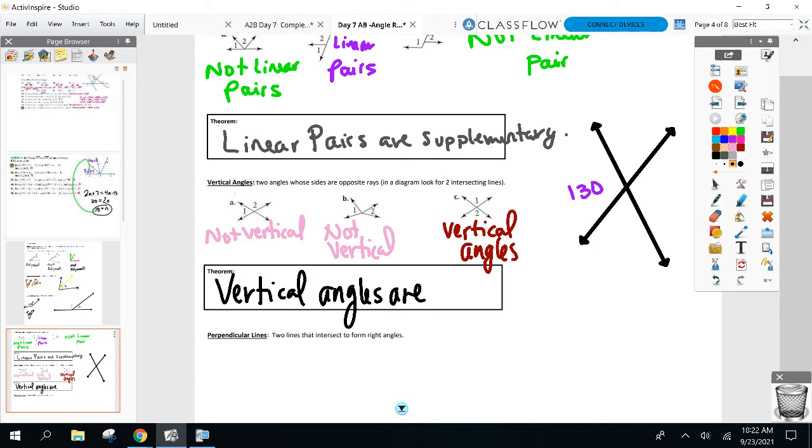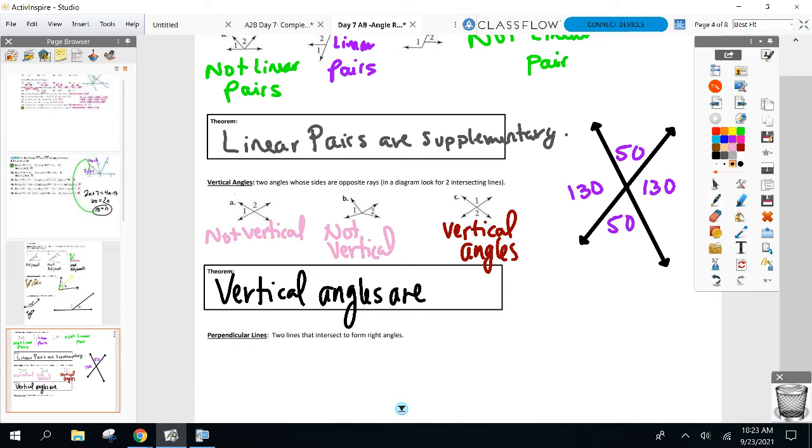Based on what you know already today, what's the angle adjacent to it? What's this angle right here have to be? Oh, come on now. 50. They're supplementary, right? They're linear pairs, so that's 50. What about this angle next to the 50? 130, and the angle next to either of the 130s?